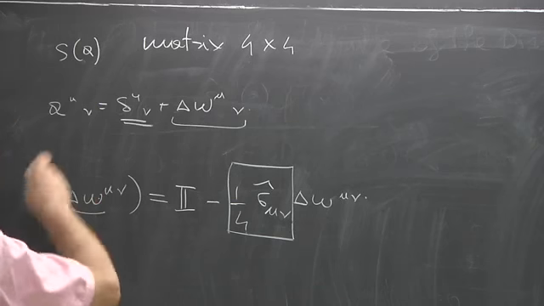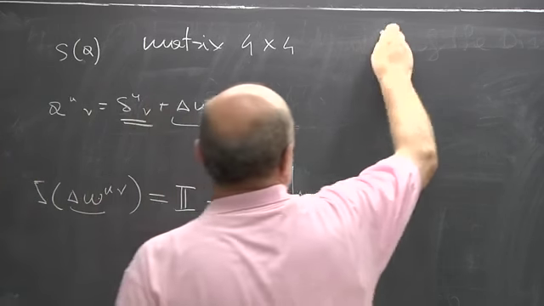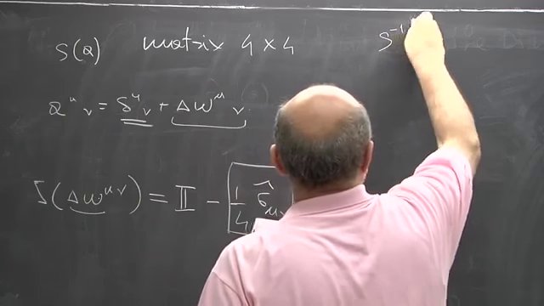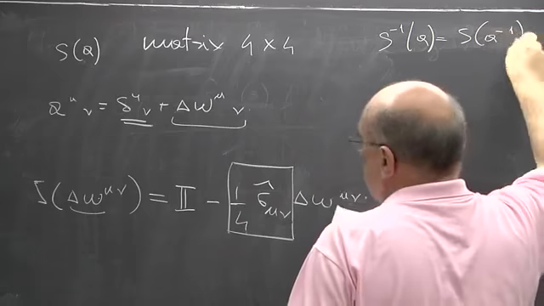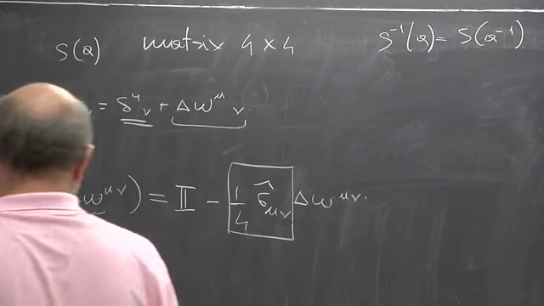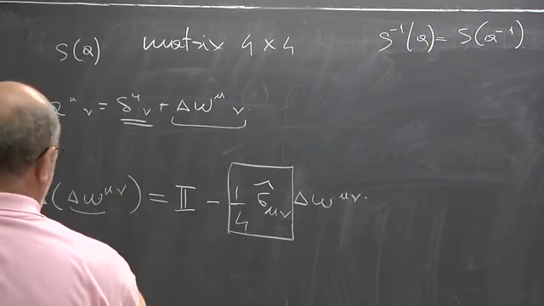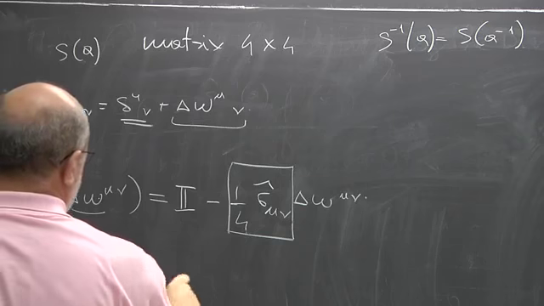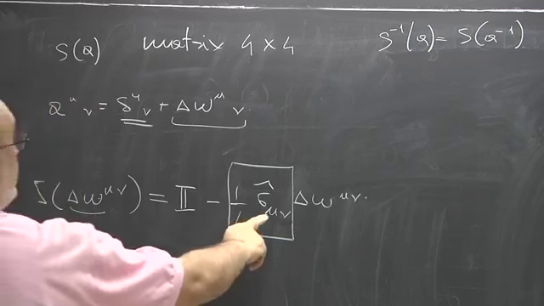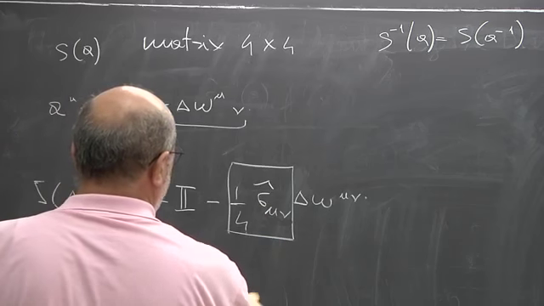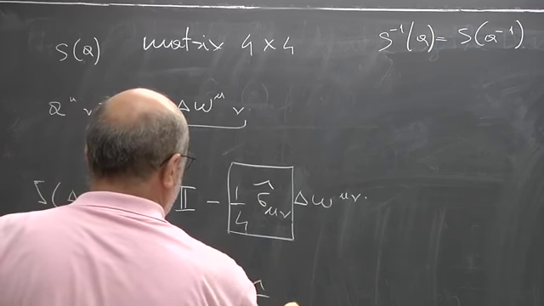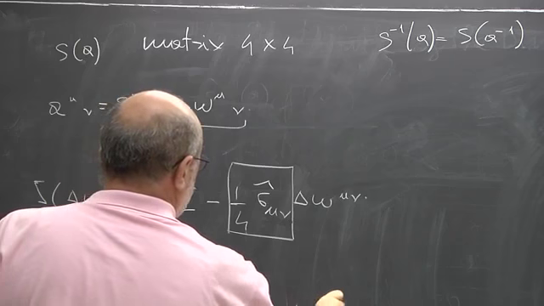Now, the inverse, if you remember, there was that property that S to the minus 1 of A is S to the A minus 1. So if I take the inverse S minus 1 of delta omega mu nu, what do I get? I have only to change this. So I get 1 plus 1/4 sigma mu nu delta omega mu nu.